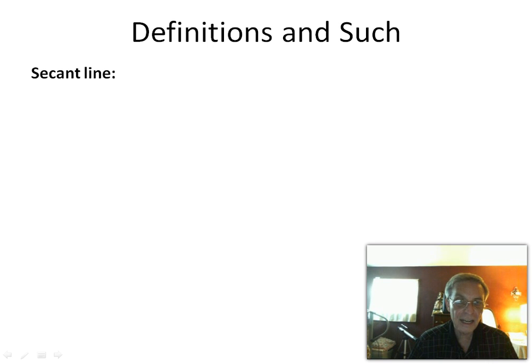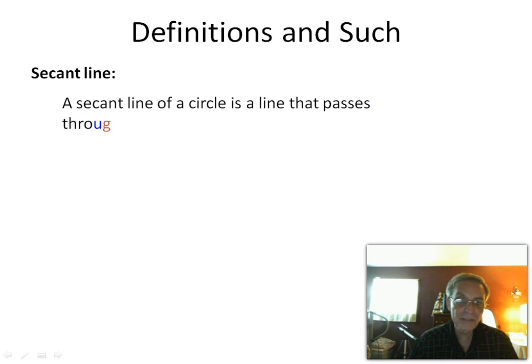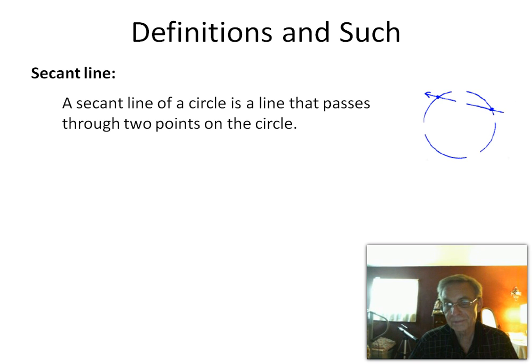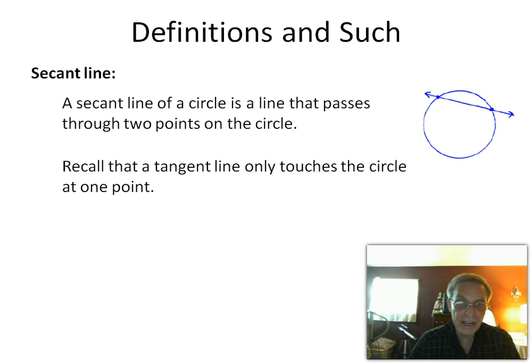So a secant line is simply a line of a circle that passes through 2 points on the circle. In other words, it goes through the circle. And it'll look something like this. This is a diagram of a single secant. Okay, and you need to remember that a tangent line is a line that touches the circle at just a single point.